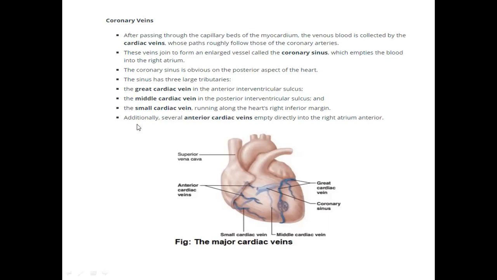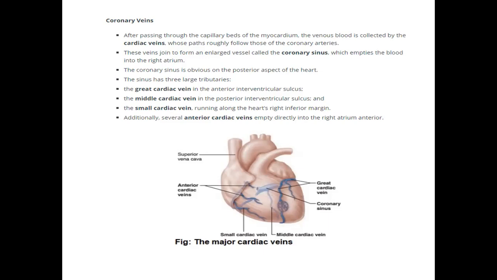But there's an additional vein, called the anterior cardiac veins, that are scattered around the anterior wall of the heart. So these are the anterior cardiac veins, and they empty directly into the right atrium. Now, look at the difference. These anterior cardiac veins do not drain into the coronary sinus. They go directly to the right atrium. They empty directly into the right atrium.